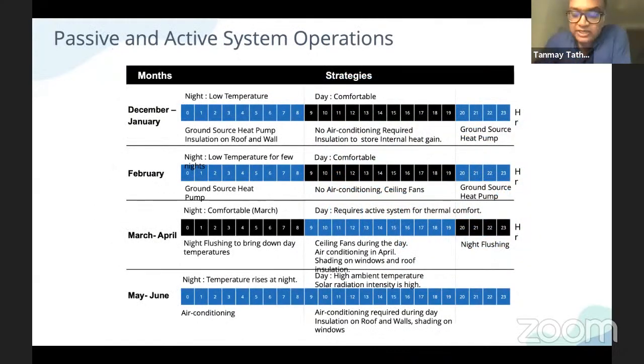And the last bit, once you've done all of this, right? You've designed a building strategy. This is what I meant by operational part. For every part of that year, I'm giving an operating manual to the occupant that, okay, in December, January, your night temperature is low, day is comfortable, ground source heat pump should be operating, you've got good insulation in wall and roof. During the daytime, no air conditioning is required, and you're fine from 9 a.m. to 7 p.m. Let's say in May and June, throughout the year, air conditioning needs to run because you have high temperatures, night temperatures are also high, air conditioning is required, you need good insulation, etc., right?